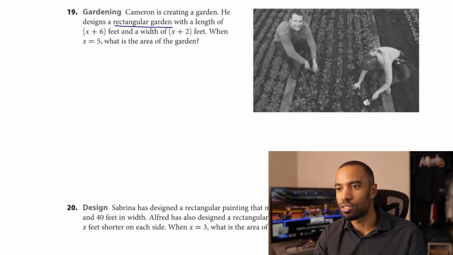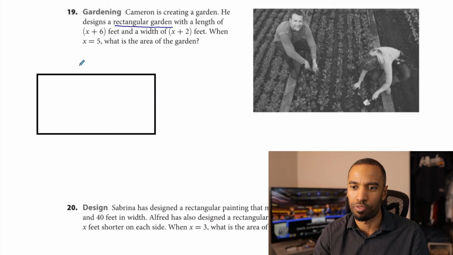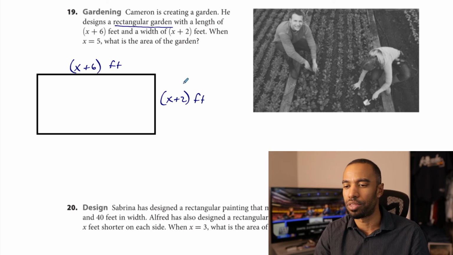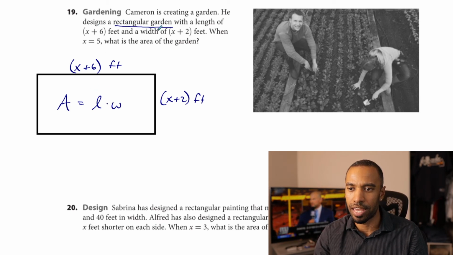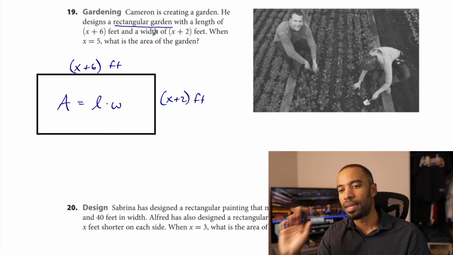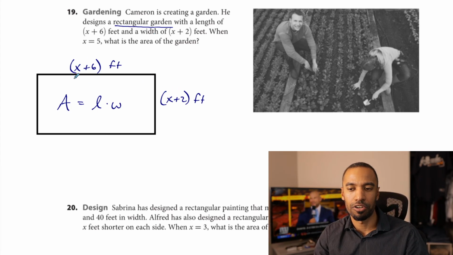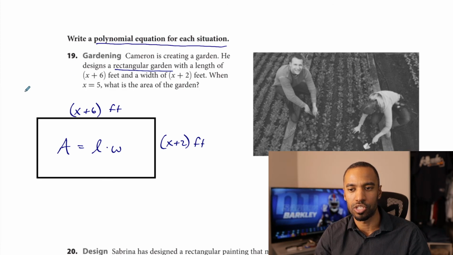He designs it with a length of x plus 6 feet and a width of x plus 2 feet. So say this is x plus 6 feet, and this is x plus 2 feet. And I drew out a rectangle there, and the area of a rectangle is length times width. So they give us length, they give us width, and then they say when x equals 5, what is the area of the garden? Now you might want to just plug in 5 right here and multiply, but be careful, they want you to write a polynomial equation for each situation.